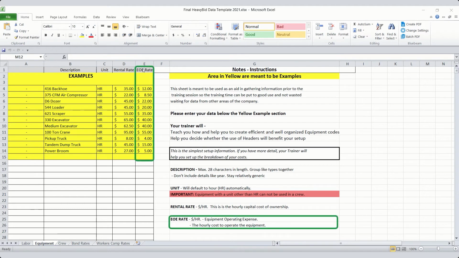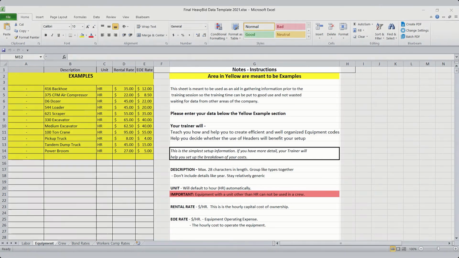Now, the other column here is the EOE rate. That's the equipment operating expense rate. So those are the costs to run that piece of equipment, fuel it, lube it, maybe do some minor repairs to it, that sort of thing. So you can take all of that information, again, what does it cost us to run this thing over a year's time, and divide that by the number of hours that you believe you're going to use that piece of equipment in a year. That's usually the simplest way that it's done. But again, if you need help with it, there's plenty of resources online that can help you with that.